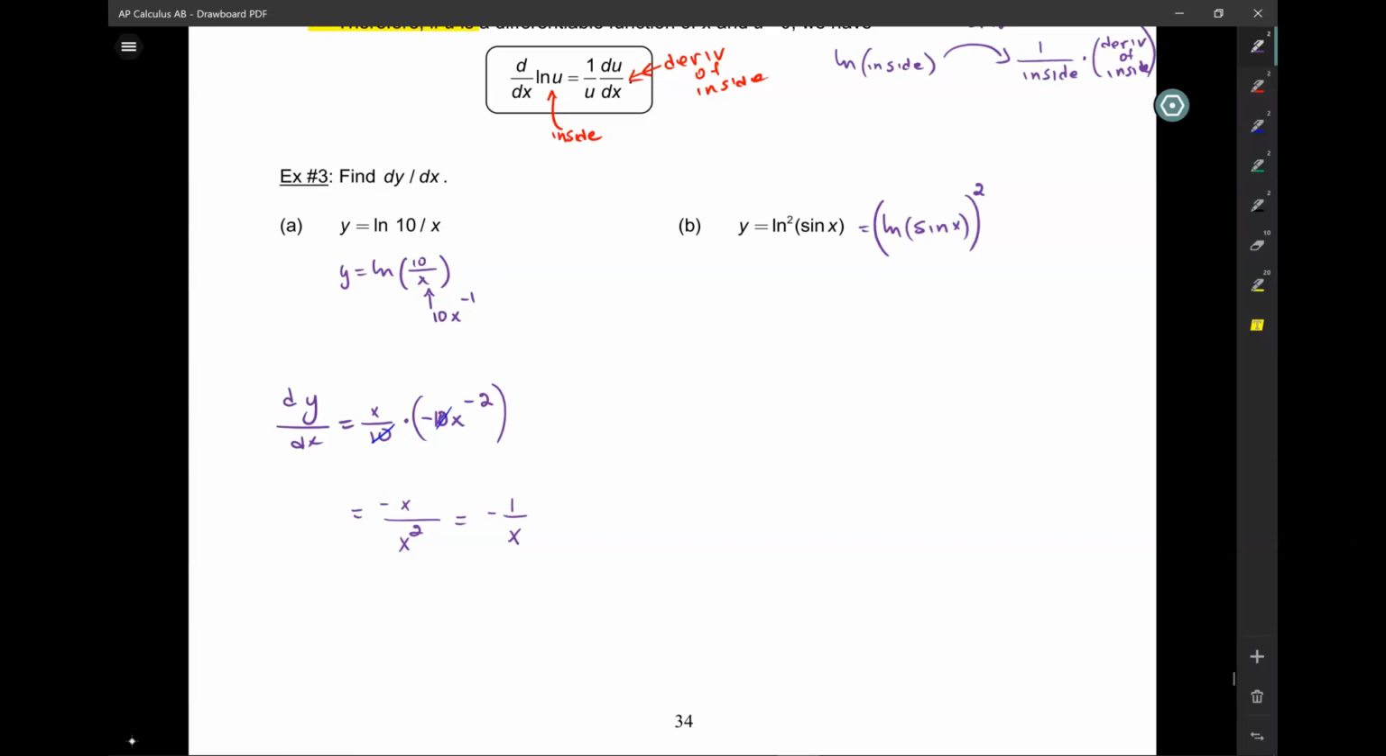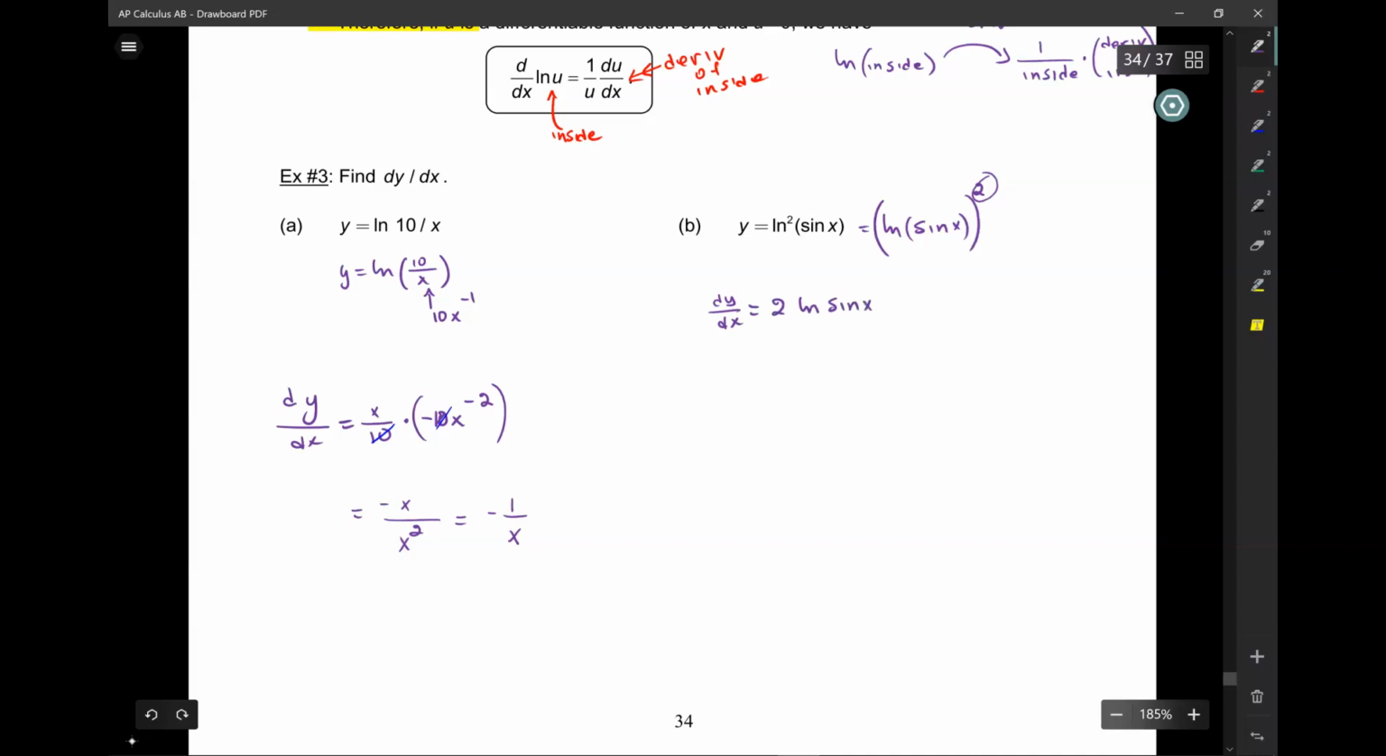Okay, so now chain rule. We start with the 2. dy dx equals 2 ln of sine of x times. What's next? What's the second function? I did the exponent, now it's the ln, right? So times 1 over sine of x times the derivative of sine of x, cosine of x.